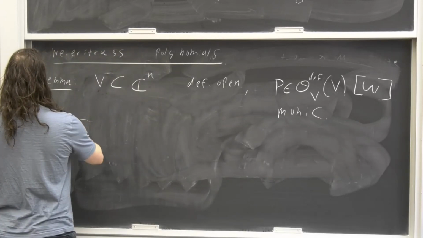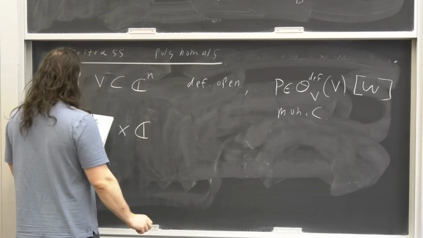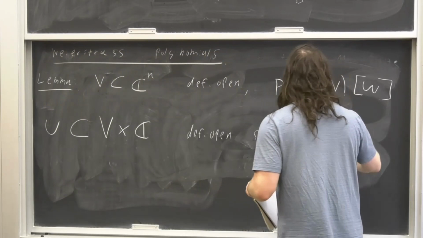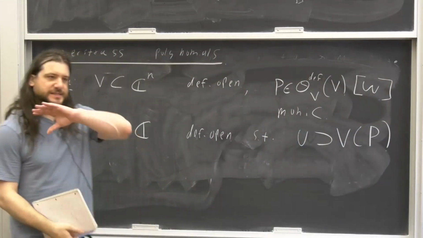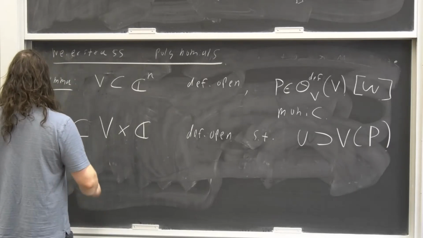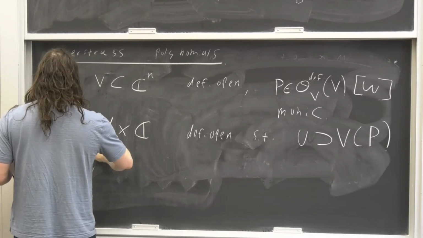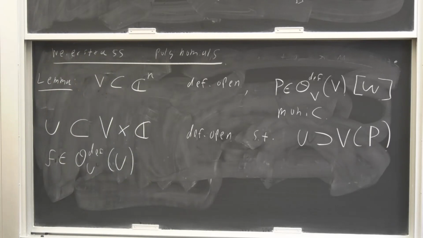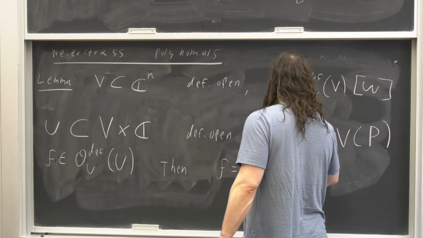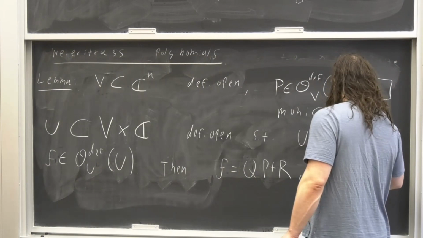And now suppose we have U, some definable open set in V cross C, which contains the zero set of this P. The zero set of this P is some closed subset of V cross C. U can be definable open, arbitrary, so long as it contains that. And finally, let's say we have F, some definable holomorphic function on U. Then we can write F as QP plus R, with Q and R definable.